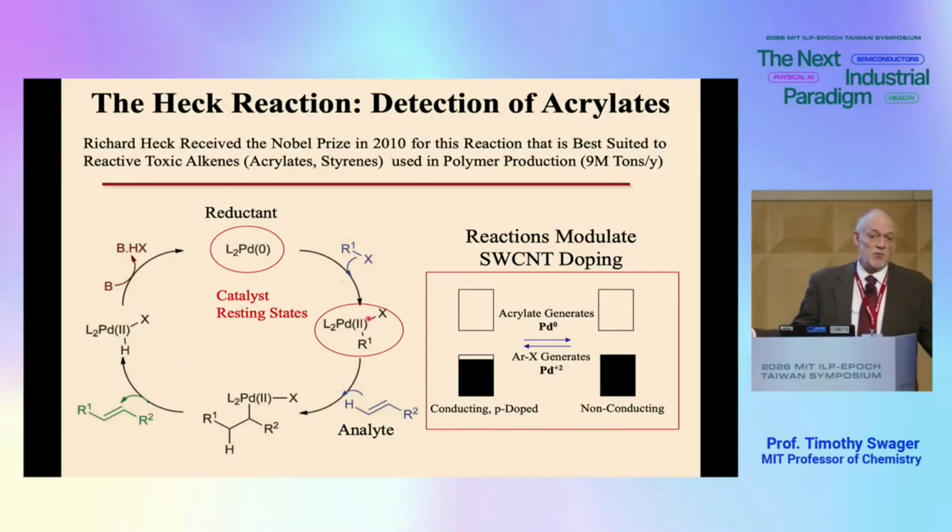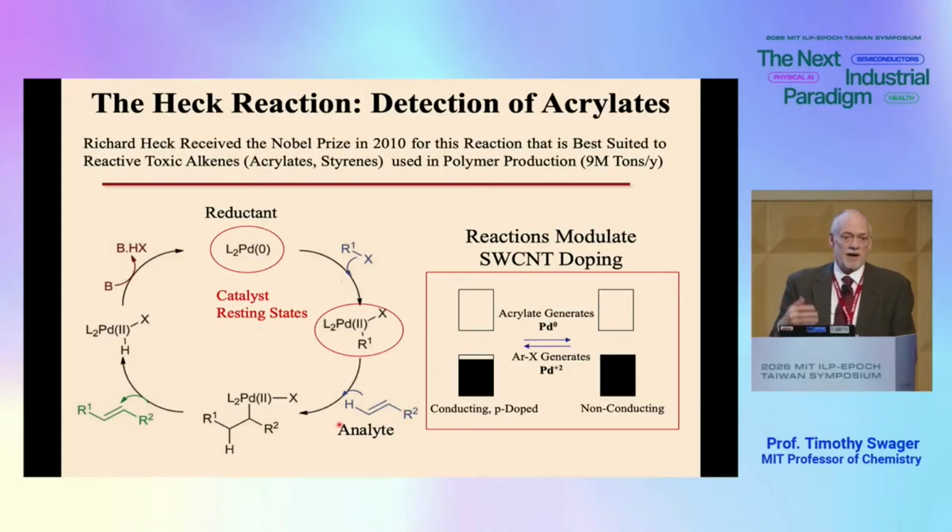And palladium 2 basically is not redox active. It doesn't interact with the nanotubes. But if we give this material some of this substrate, it quickly reacts and zips around this pathway and generates a bunch of palladium 0. That palladium 0 is now a reductant. So we generate a reductant by action of this analyte here.